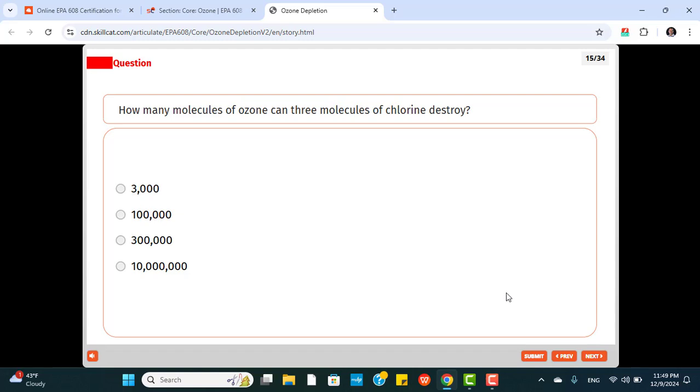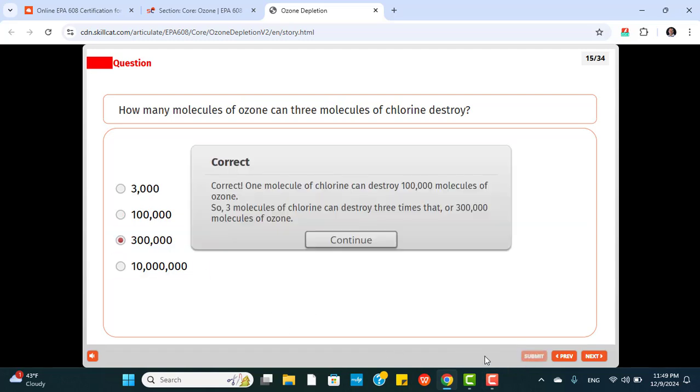How many molecules of ozone can 3 molecules of chlorine destroy? Okay, I don't remember this one. I think it's 100. 300. Let's submit and see. Correct. 300,000. Correct. 1 molecule of chlorine can destroy 100,000 molecules of the ozone. So 3 molecules of chlorine can destroy 3 times that. It will be 300,000 molecules.